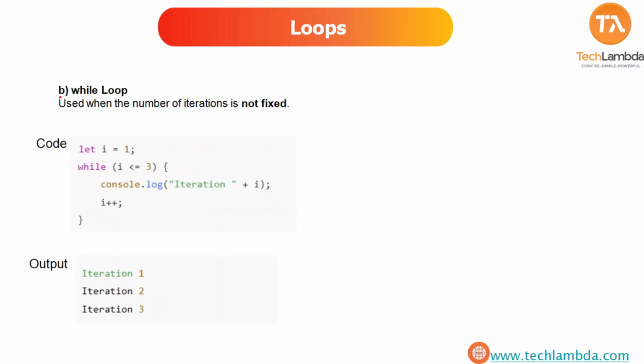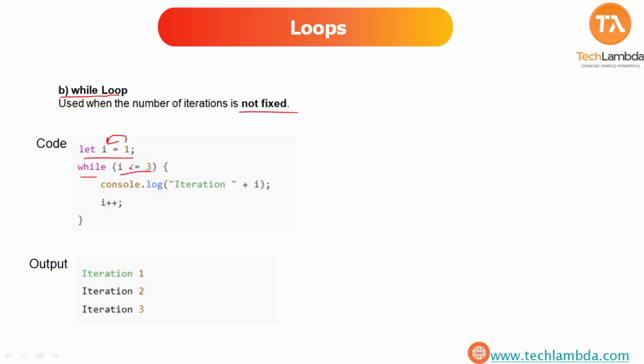Now another loop is the while loop, used when the number of iterations is not fixed, right? So the code is: let i equals 1. We take a let variable i and assign the value 1, right? Then we take a while loop: while i is less than or equal to 3, right? We check whether the value of i is less than or equal to 3.